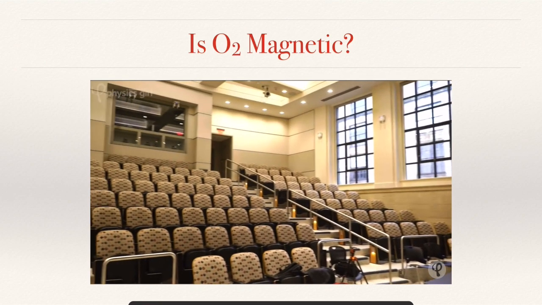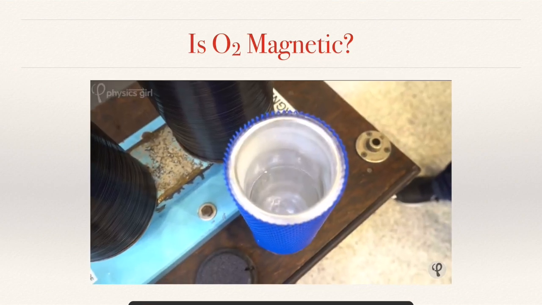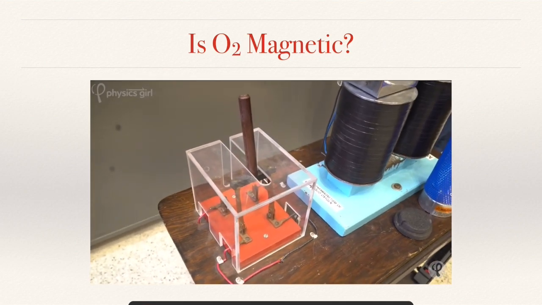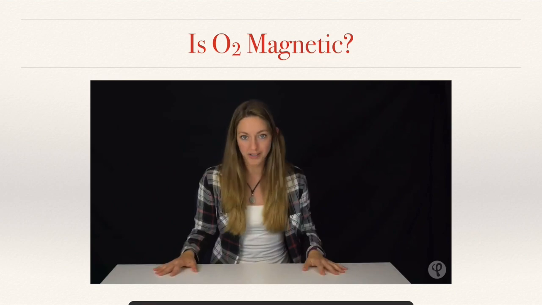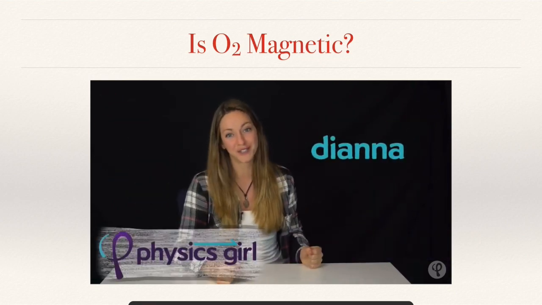I'm here at MIT with one of the technicians from the physics demo group, preparing to pour liquid oxygen over a magnetic field created by some super strong electricity. Let me repeat that. Liquid oxygen. I've never seen liquid oxygen. And they let me pour it. By the way, I'm Diana and you're watching Physics Girl. Okay.